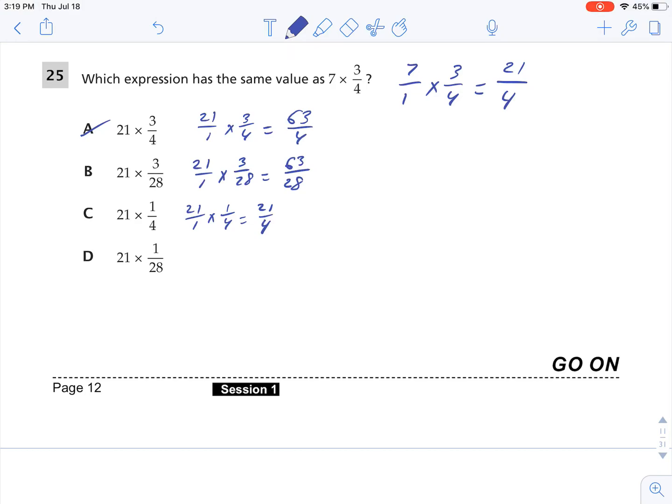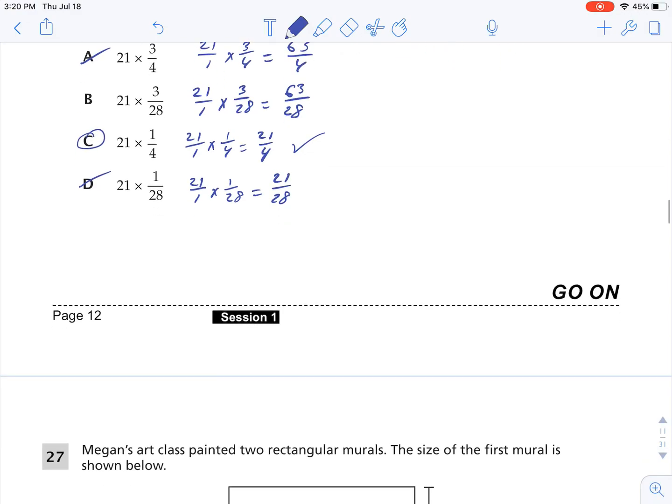So that does match. D, 21 over 1 times 1 over 28 equals 21 over 28. That is not the same as 21/4. We know that it can't be B because on the New York State test, it can only be one answer for each question. So the answer is C. 21 times 1/4 is the same as 7 times 3/4.